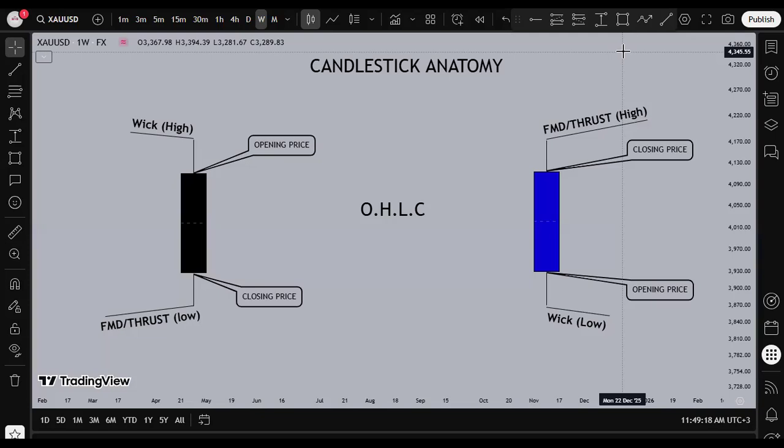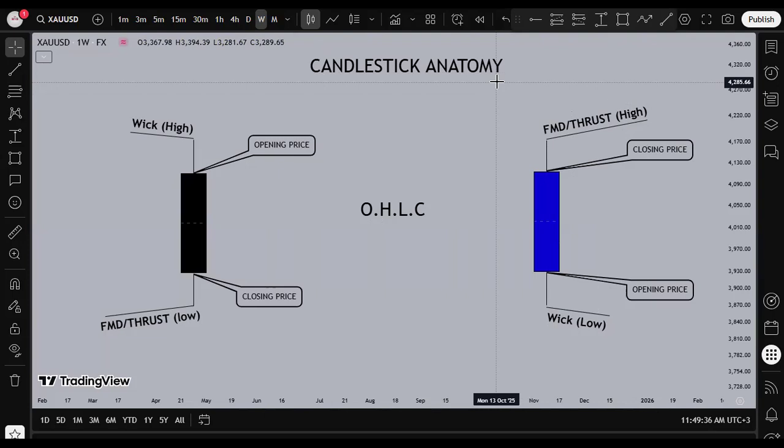Hello and welcome to today's session. In today's lesson, we are going to learn about candlestick anatomy. Now, this is a very important topic if you are trading.